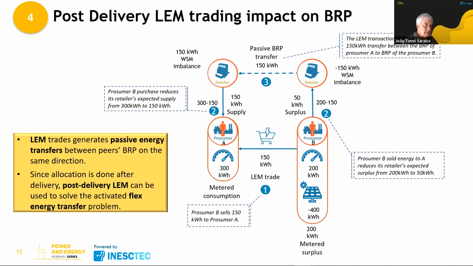So it would be how difficult it would be to implement this approach for a retailer. I don't think this is difficult at all. For the retailer, the flexibility part may imply additional complexity. The post-delivery approach has no impact at all on the retailer. At the end, the retailer just needs to know the self-consumed energy and the supplied energy, and that's all.